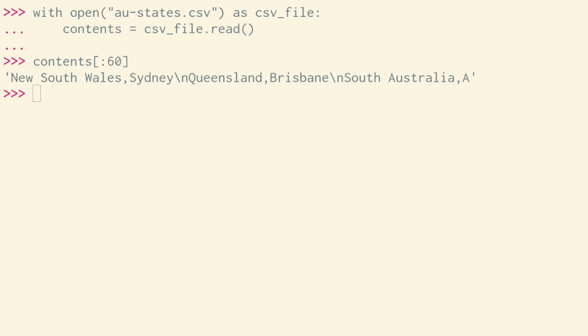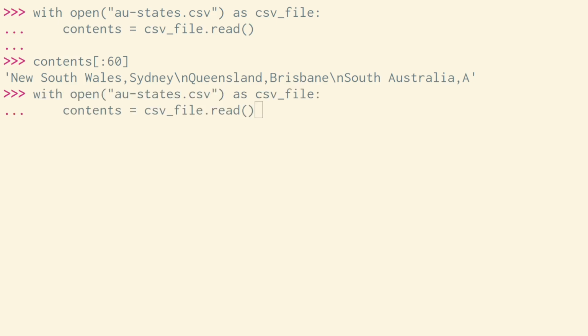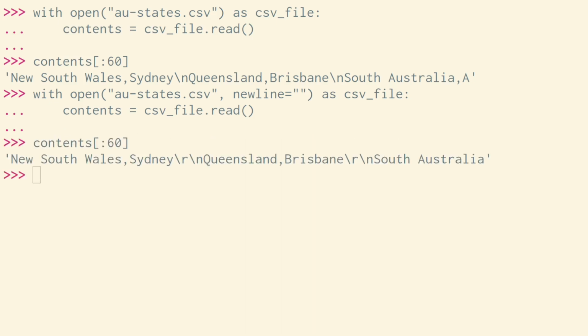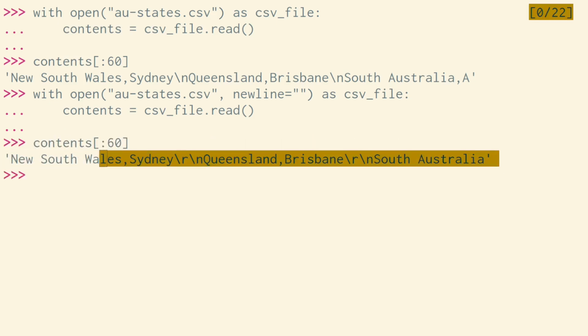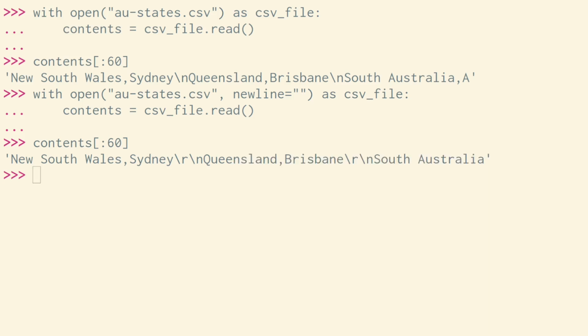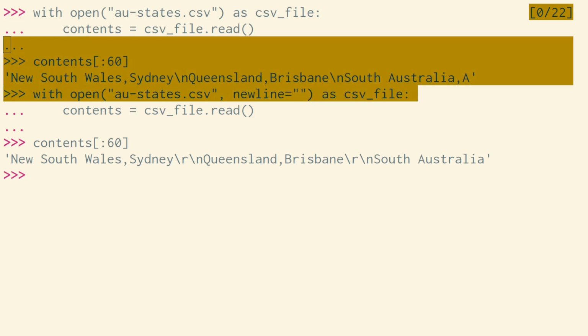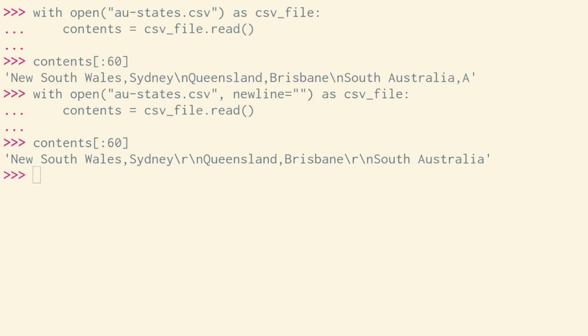To force Python to show the original line endings of the file, when we open the file, we can specify newline equals empty string. This way Python won't normalize the line endings, so we can see the original \r\n that were in the file. But usually this line ending normalization that Python does automatically is a good thing, so I recommend letting Python do newline normalization for you.